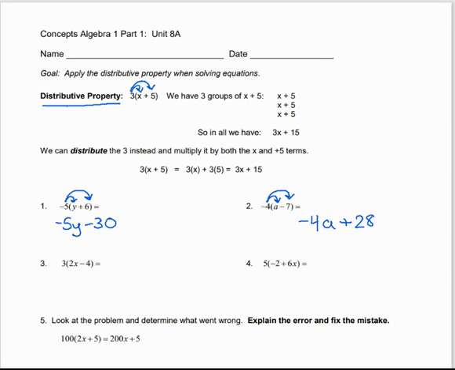Okay, so let's see how we did with number 3. So let's check your answer. We're going to distribute 3 times 2x gives me 6x. And then 3 times negative 4 gives me negative 12.